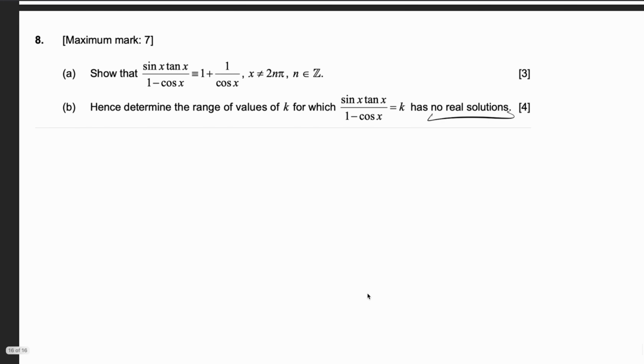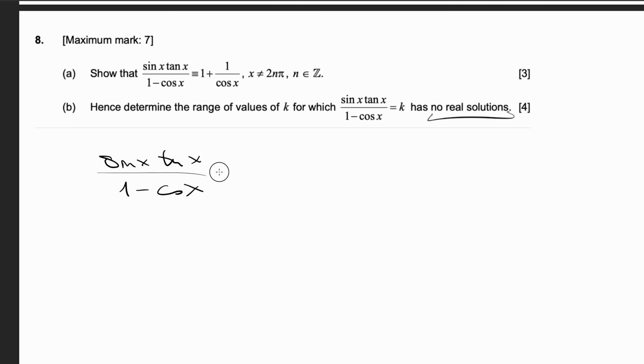This is question number 8 of November 2020, paper 1. And in part A, we're asked to show that sine of x tangent of x over 1 minus cosine of x is equal to 1 plus 1 over cosine of x. So how should we go about solving this?